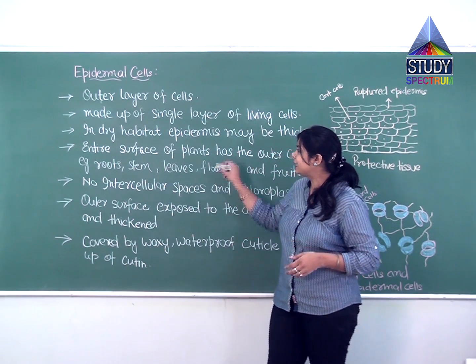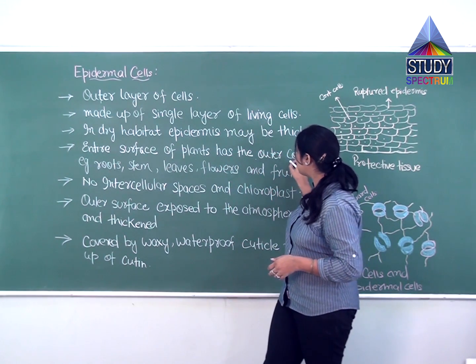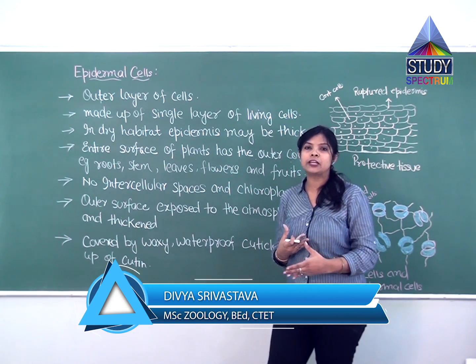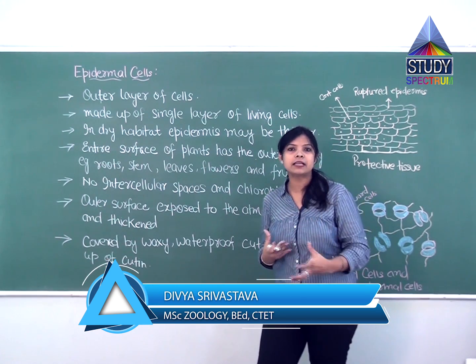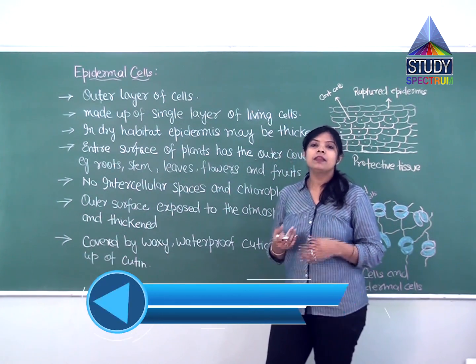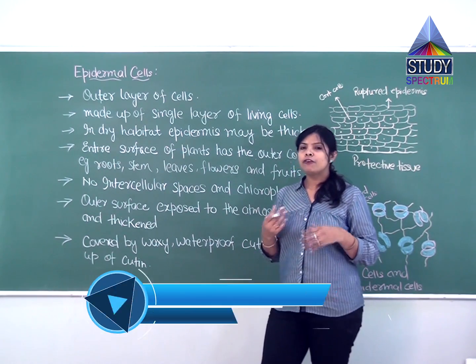Now again, the entire surface of the plant has an outer covering. This epidermal cell covering you will find on the entire surface of the plant, whether it is root, stem, leaf, flower or fruits.